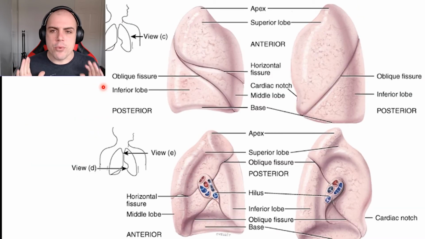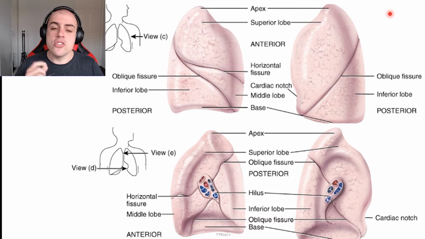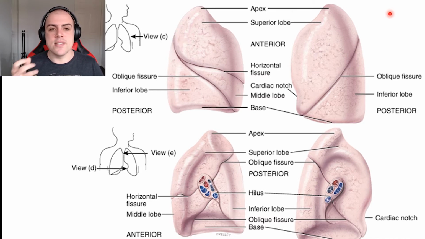Now, looking very briefly at some of the main anatomical features of the lungs, what we see here is that we have our right lung and our left lung, but you'll notice they don't quite look the same. Our right lung is actually bigger than the left lung. So the right lung has 3 lobes, whereas the left lung has 2.